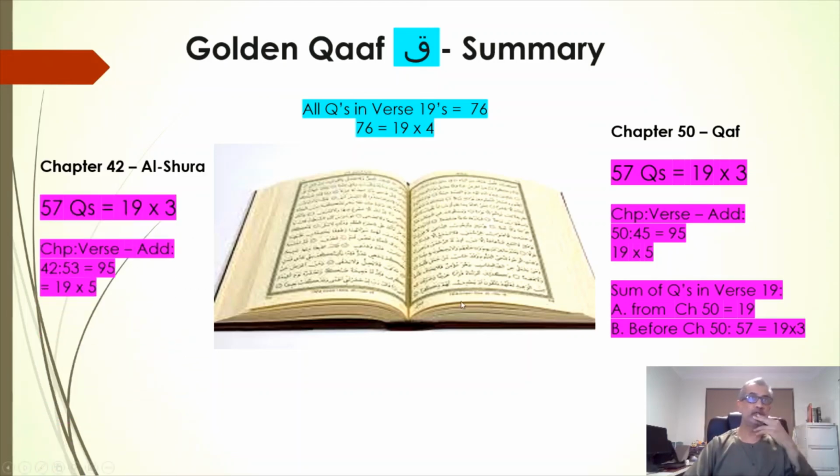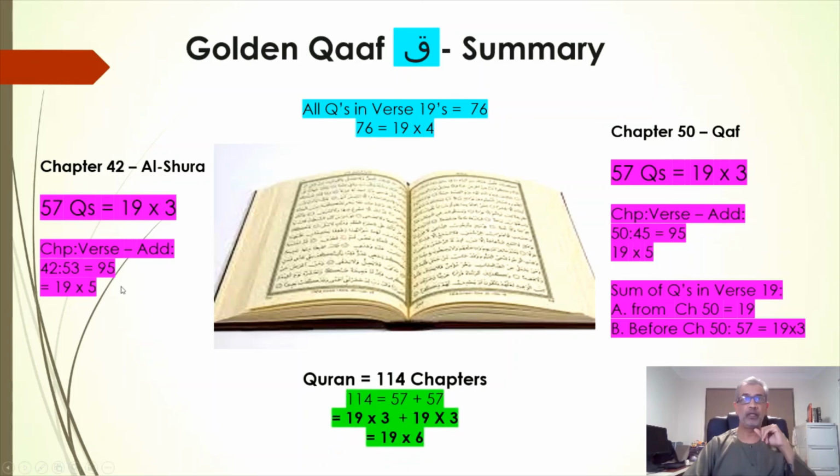Now when you look at Surah Ash-Shura, the consultation surah, chapter 42, it is very similar to Surah Qaaf. These are the 2 initial Qaaf surahs, by the way, that's why they're shown here. Again, 57 Qaafs, which is 19 times 3. Adding its chapter to its verse count, you get 95, exactly the same as the other side, and that is 19 by 5.